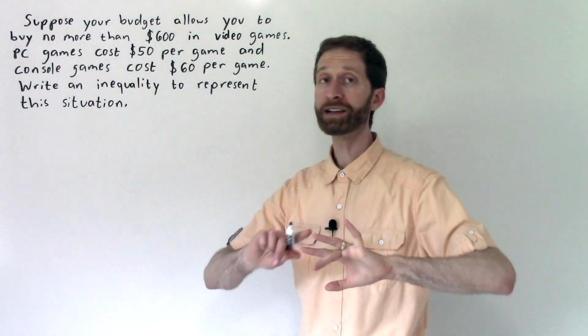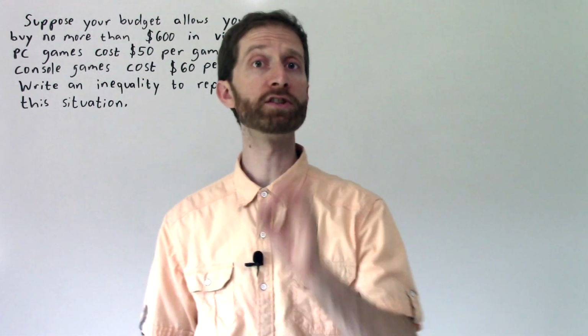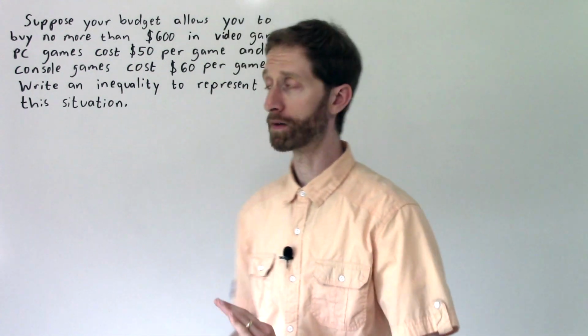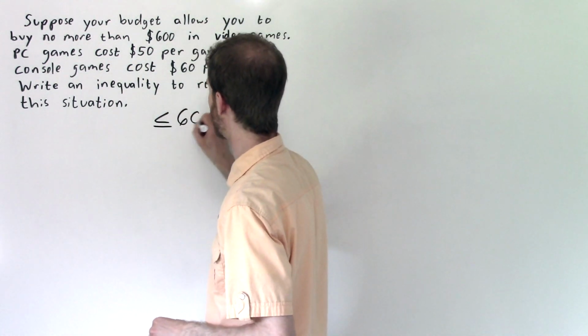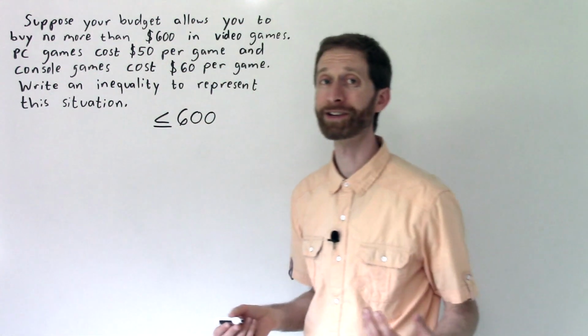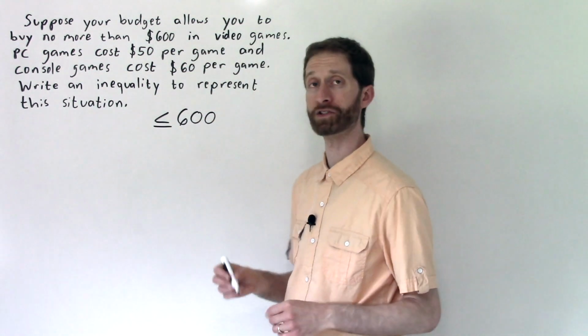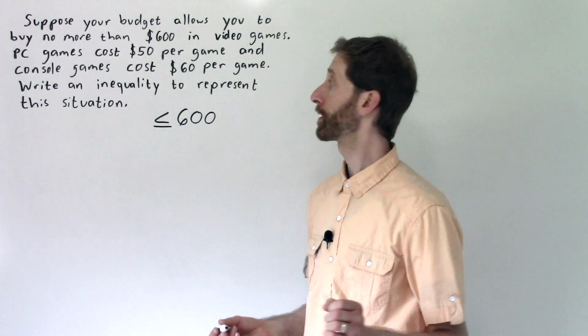So we are told that suppose your budget allows you to buy no more than $600 in video games. I stop reading right away because it says no more than 600. So that means that I have less than or equal to $600. I don't even know how that's going to work into this word problem. I just know that that is what that first sentence translates to mathematically.